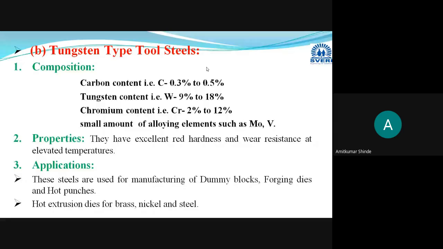And in addition to that, chromium will be there within the range of 2 to 12%. But the maximum quantity of tungsten will be there. That's why it is termed the tungsten type tool steel.